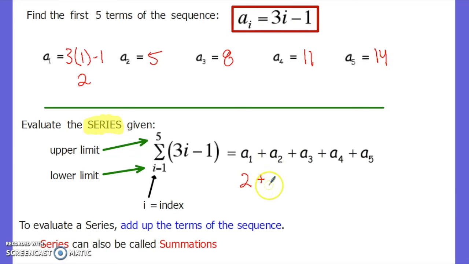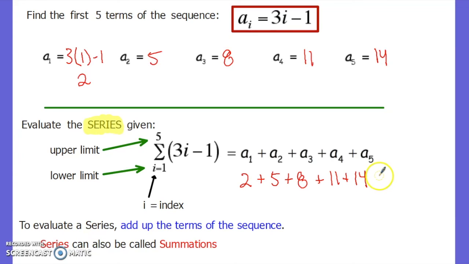And I'm going to go down to the bottom again then. If we're finding the series, again, of terms 1 to 5, the lower limit being 1, the upper limit being 5, start counting from 1, stop counting at term a sub 5. Well, we're going to plug in the numbers then. Well, a sub 1 was equal to 2, a sub 2 was 5, a sub 3 was 8 then, a sub 4 was 11, and a sub 5 is 14.